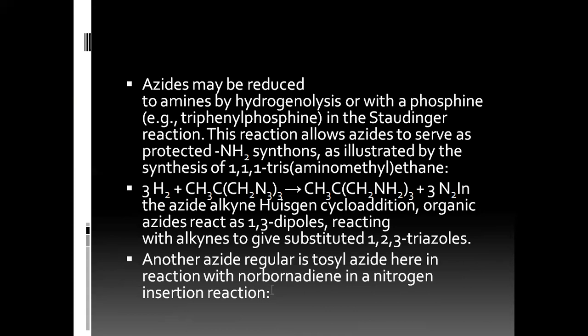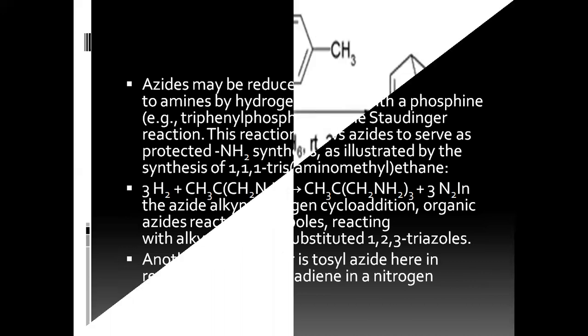Azide alkyne Huisgen cycloaddition. Organic azides react as 1,3-dipoles, reacting with alkynes to give substituted 1,2,3-triazoles. Another azide reaction is that of tosyl azide in reaction with norbornadienes in a nitrogen insertion reaction.